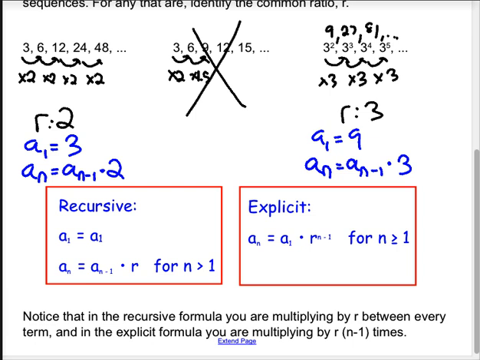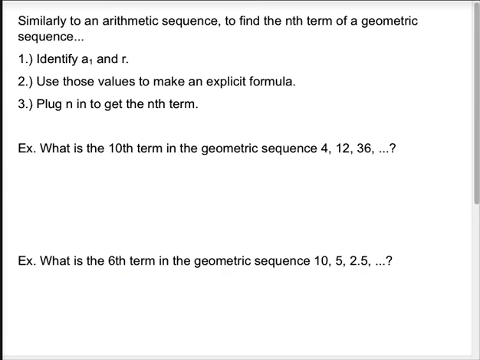Again, that is a brief introduction to the recursive side of these formulas. Now, we discussed on that very first day that usually explicit ends up being better for us, because that's how we can find future terms. Similarly to arithmetic sequences, to define the nth term of a geometric sequence, you have to identify a1 and r. The only thing that's different is that with arithmetic, you find a1 and d. You use those values to make an explicit formula, then plug in n to get the nth term.